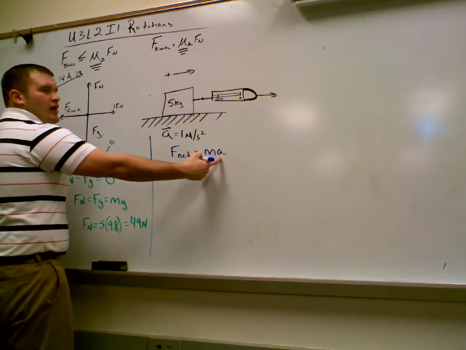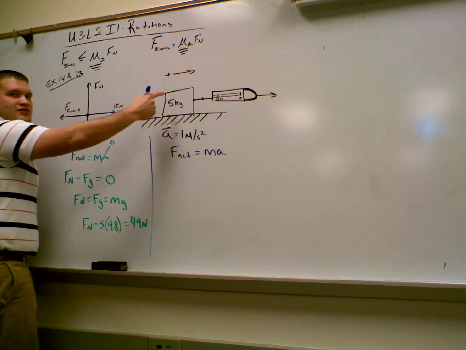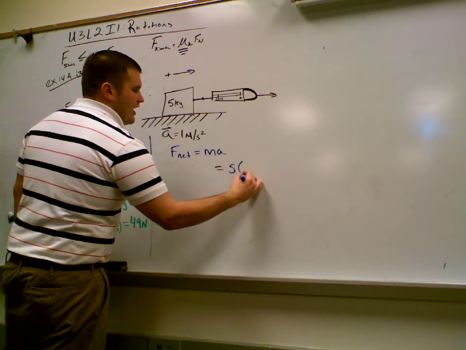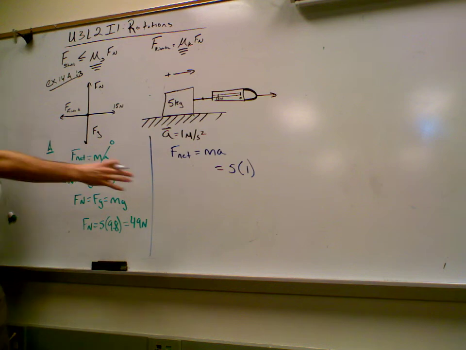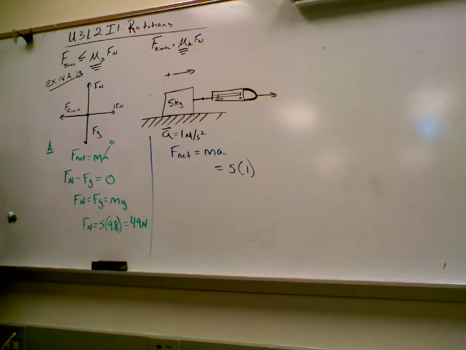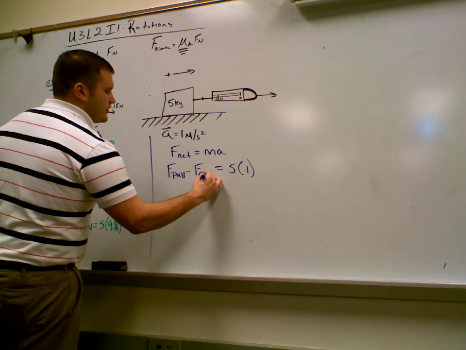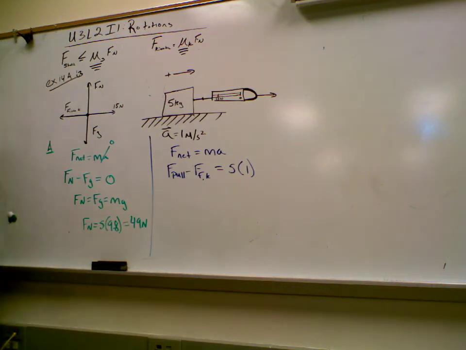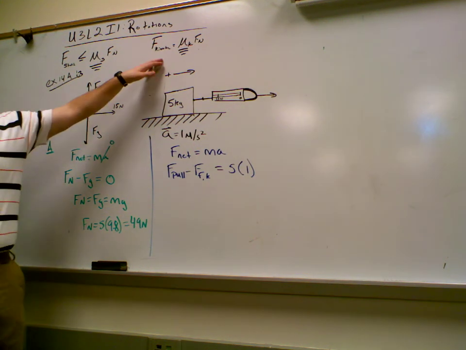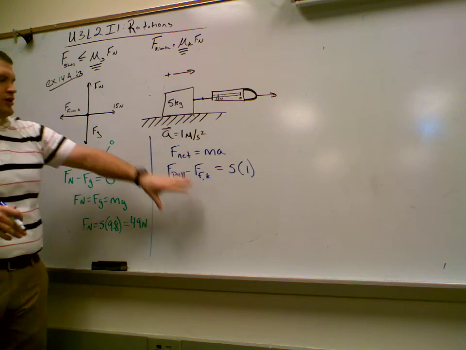We know this a is what? 1. We know m is 5. So we have 5 times 1 equals something over here. What things are over here? Good. Force pull minus force friction kinetic. Does that make sense, guys? It's just Newton's second law like we've been doing for 2 weeks now. It's the same thing, but now we just have another equation to plug in for a force.